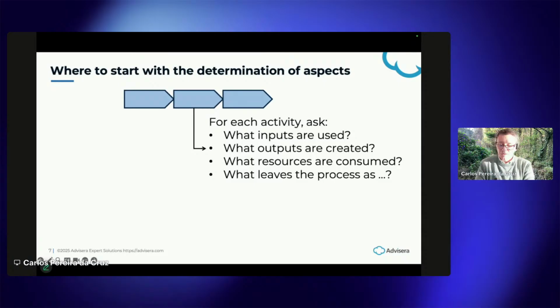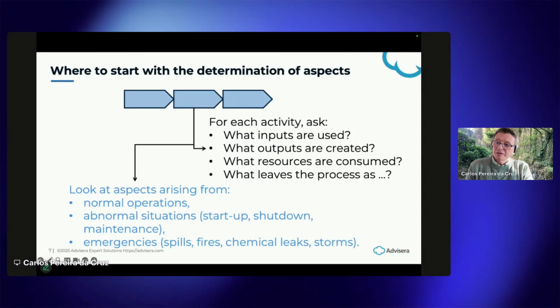Okay, now don't forget, determine normal, abnormal, and emergency conditions. So ISO 14001 requires looking at aspects arising from normal operations, abnormal situations, and emergencies. Things like spills, fire, chemical leaks, storms. Okay, and remember, don't skip emergency-related risks. They are often the most significant.